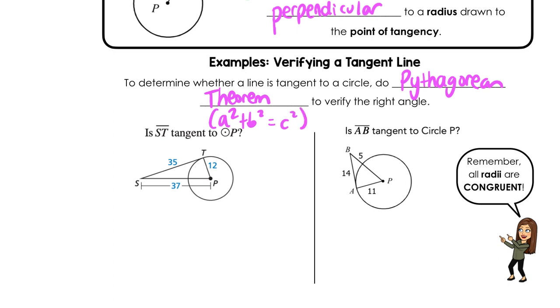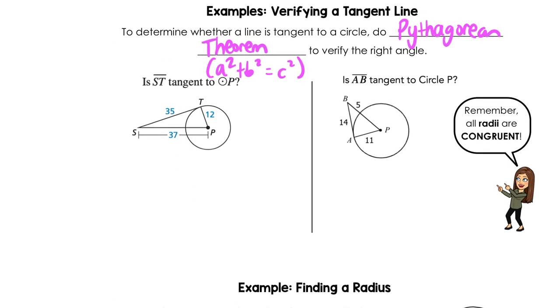So it says, is ST tangent to circle P? So ST, it looks like it is, right? It looks like it just touches at T. Sometimes it's kind of hard to draw tangents, but to me that does look like a tangent line.